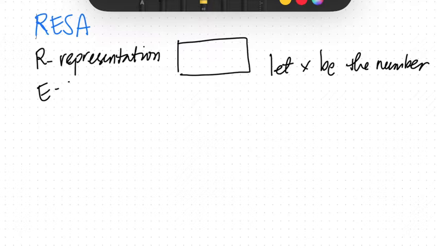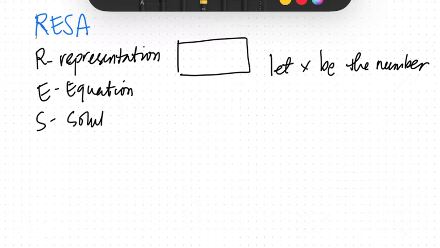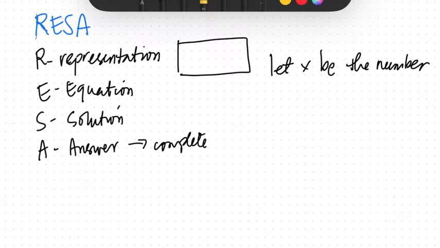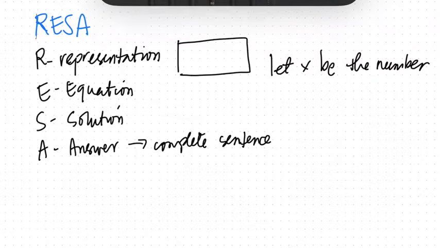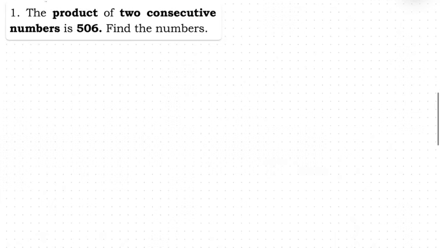Your E is your equation. What is the equation that you will use? What does the equation look like? Is it going to be quadratic? Is it going to be rational? And then S is your solution. And then A is, of course, your answer. Now, some of you might be tempted to put the answer already in your solution, but the answer for word problems should be in a complete sentence. Because the problem is a word problem, therefore, our answer should be in sentence form. Okay? So that is your RESA method. If you want to take a screenshot of that, go ahead. Let's look at the problems that we need to solve.